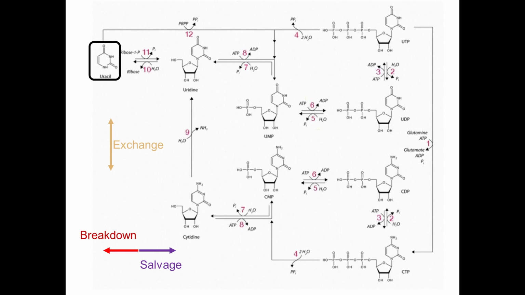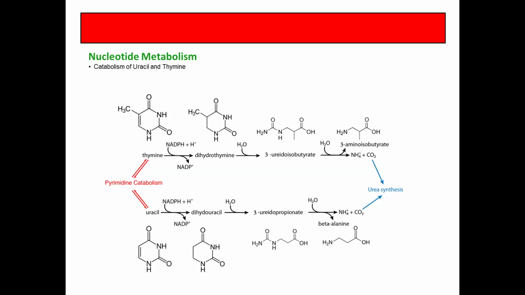The only thing left to discuss in this whole pathway is how do we make T's, the thymine component, and how do we make DNA, because this has all been RNA so far. Okay? So here's how we make the thymine part of it.